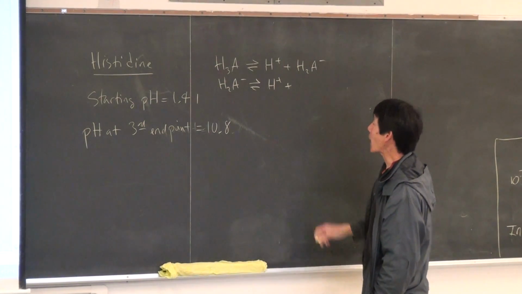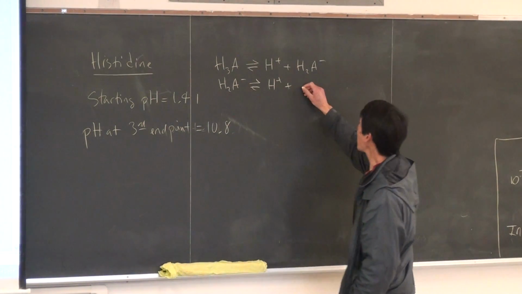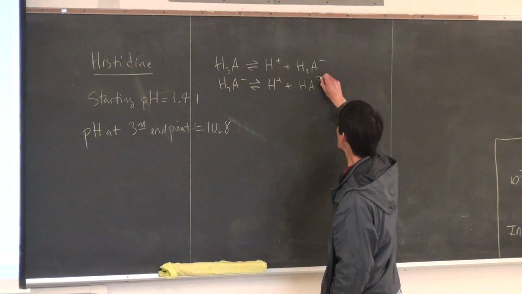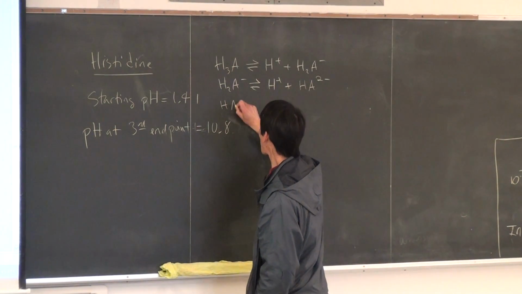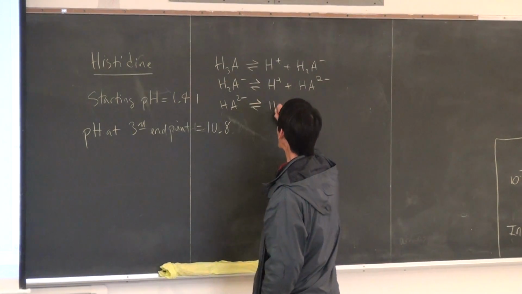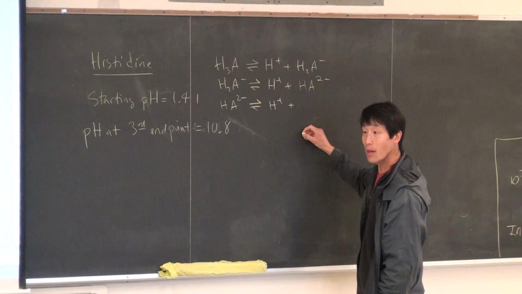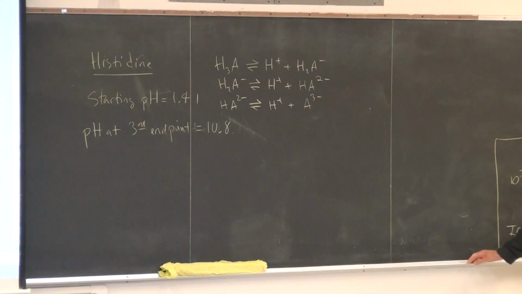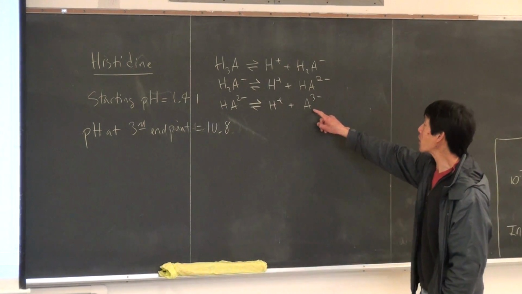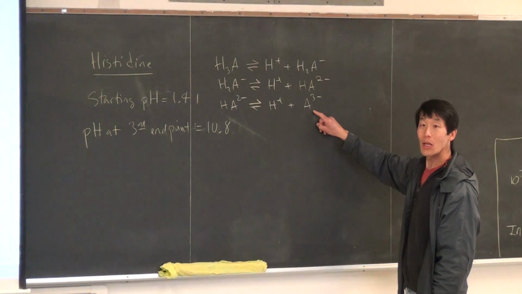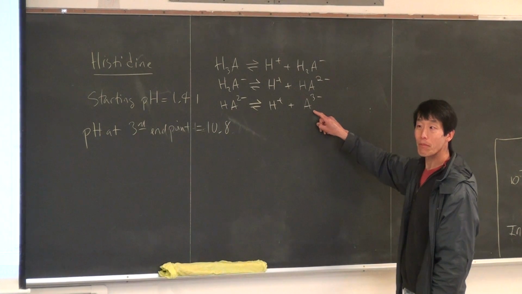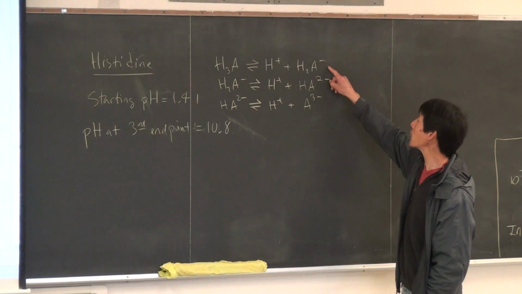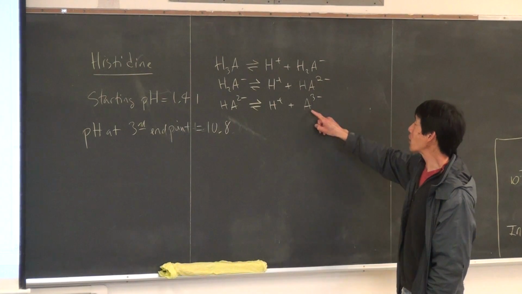And what's the conjugate base of H2A minus? HA 2 minus. And then HA2 minus goes to H plus and A3 minus. So at the third endpoint, which substance will be present? Yeah, this substance is going to be present at the third endpoint. At the first endpoint, which substance is going to be present? Yeah, this one will be present at the first endpoint. At the second endpoint, this is present, and this at the third endpoint.